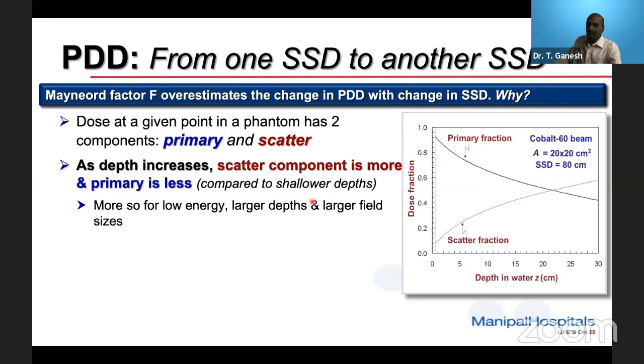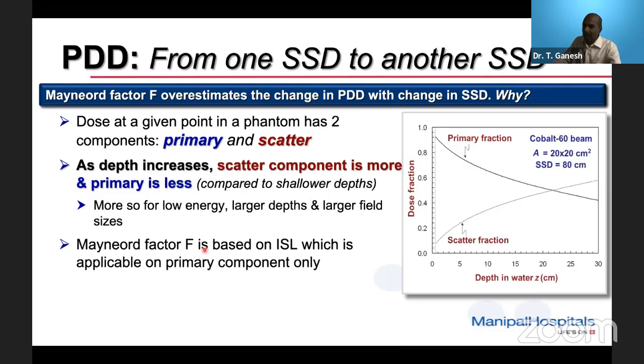And it is more so for the low energy like cobalt 60 beam. And for larger depth, you see here, as we go deeper and deeper, the scatter component is increasing more and more, and the primary component is decreasing lesser and lesser. And for larger field sizes, you see here the field size is 20 by 20, and this increase and this decrease will be more for 25 by 25 or 30 by 30. So this is the reason for both the questions that we just saw.